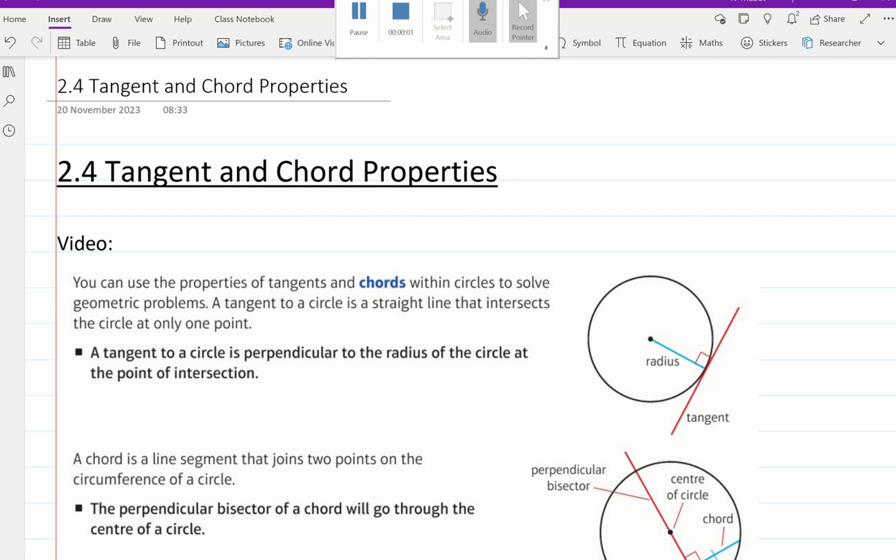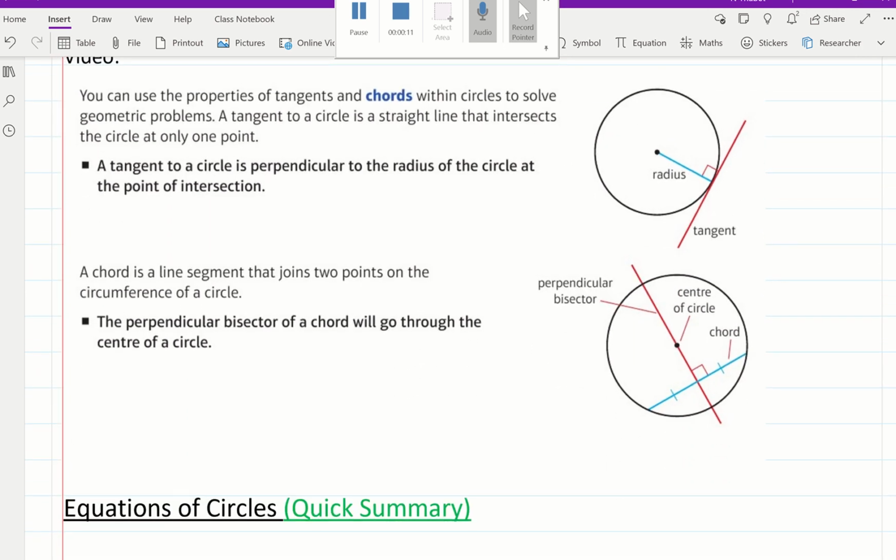In this video, I'm going to go through P2, Chapter 2 and Section 2.4, which is tangents and chords and their properties. And part of this is GCSE, so you're reminded of some of the circle theorems. These two in specific, the radius and the tangent, they meet at 90 degrees. So they always make a right angle when the radius and the tangent meet.